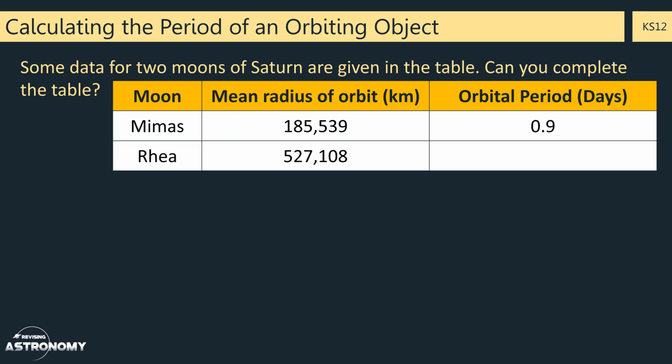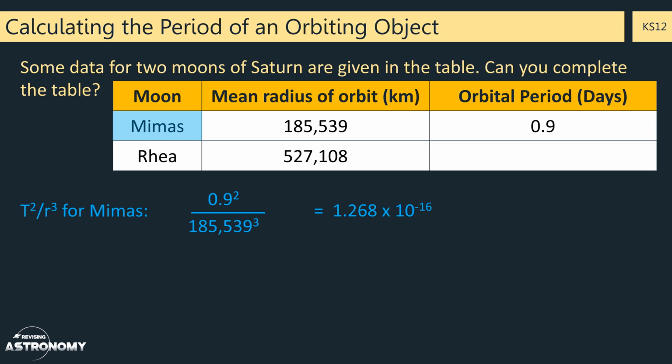Here we have some data about two moons of Saturn, Mimas and Rhea. We are missing the orbital period of Rhea, which we need to calculate. So firstly, we'll start with the moon of which we have the full information for, which is Mimas. So using Kepler's third law, t squared over r cubed, we can see the orbital period is 0.9, which we need to square, and then we'll divide it by the radius of the orbit, 195,539, which is cubed. Working that out gives us the constant 1.268 times 10 to the minus 16.